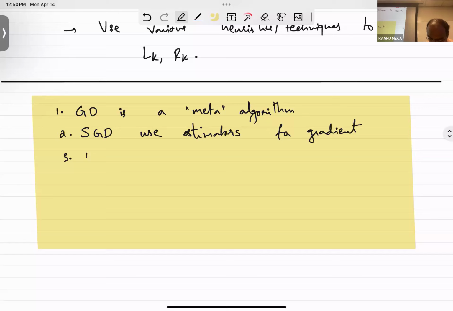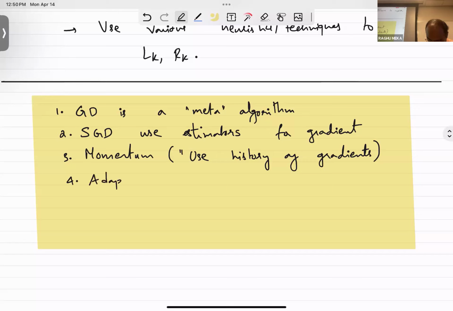Okay. Then we had momentum, which is to use the history of gradients, right? And then we had adaptivity, okay, meaning, let me say, learn the learning rates to use.